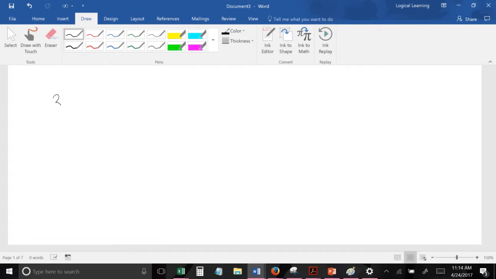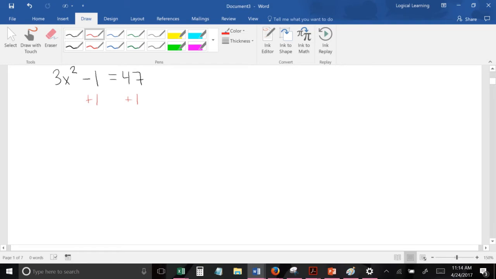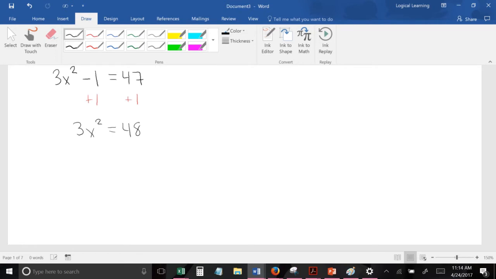Suppose we have 3x squared minus 1 equals 47. So we can see here that we have an x squared and we want to find out what x is. So we're going to use our regular algebra techniques to try to get x by itself. Adding 1 to each side, we get 3x squared equals 48.